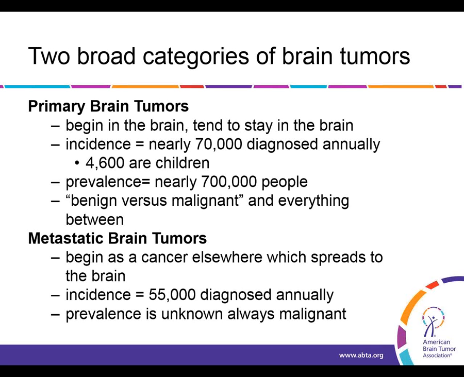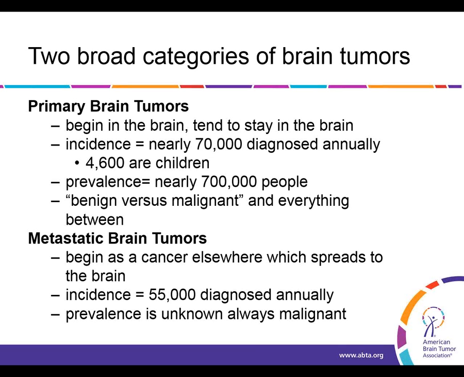There are two broad categories of brain tumors: the primary brain tumors and the metastatic brain tumors. Primary brain tumors begin in the brain and tend to stay in the brain. And as we previously heard, nearly 70,000 brain tumors are diagnosed annually, and 4,600 of these are children.